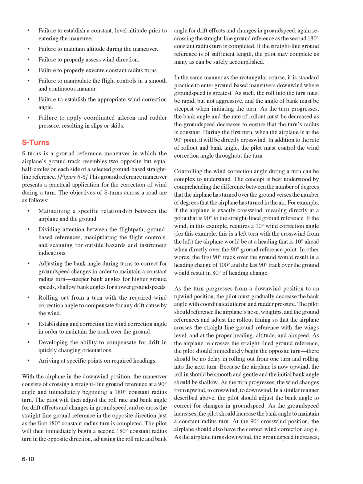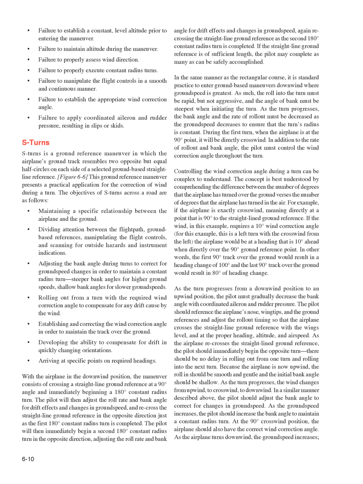If the straight line ground reference is of sufficient length, the pilot may complete as many as can be safely accomplished. In the same manner as the rectangular course, it is standard practice to enter ground-based maneuvers downwind where ground speed is greatest. As such, the roll into the turn must be rapid, but not aggressive, and the angle of bank must be steepest when initiating the turn. As the turn progresses, the bank angle and the rate of rollout must be decreased as the ground speed decreases to ensure that the turn's radius is constant.